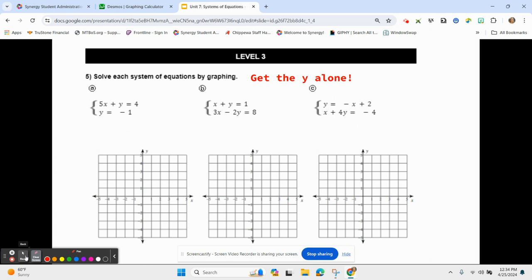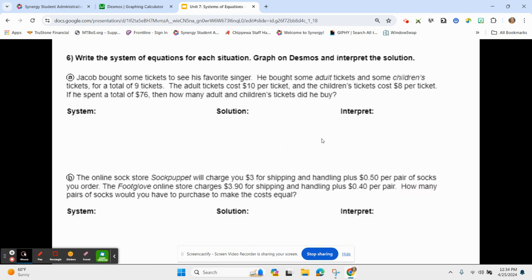And then if you look at the very bottom, you've got 2 word problems. I want you to create the equations and then graph them on Desmos to find your solutions. Okay, and then interpret it. So this is due at the end of the hour.